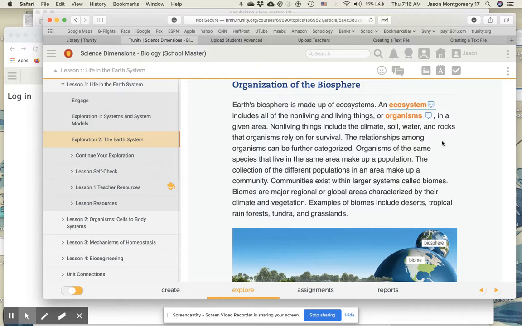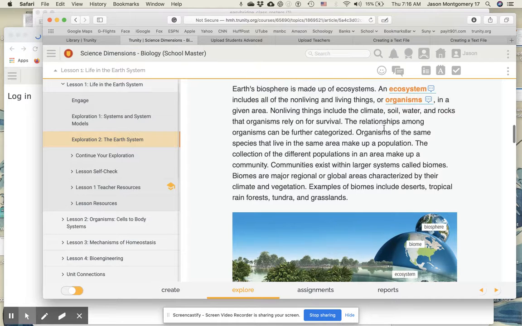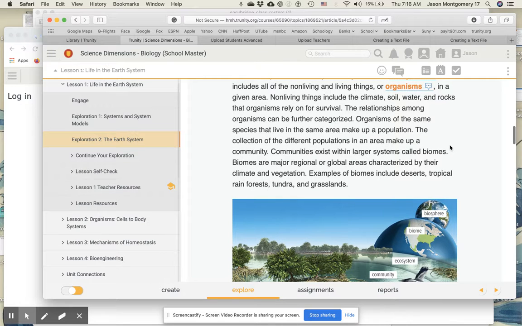We can't grow plants on top of rocks. So soil is kind of important, right? Climate is too. If the climate is too hot and dry, you don't have a lot of vegetation there, okay? So the organisms of the same species that live in the same area make up a population, right? These populations make up a community, and communities exist in larger systems called biomes.